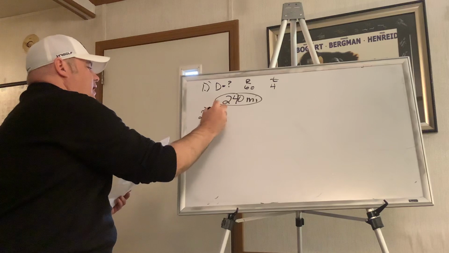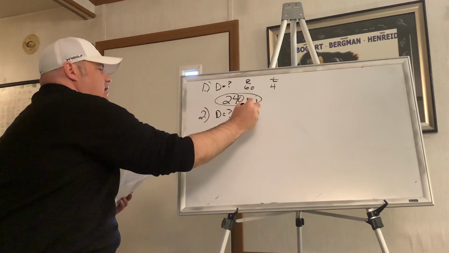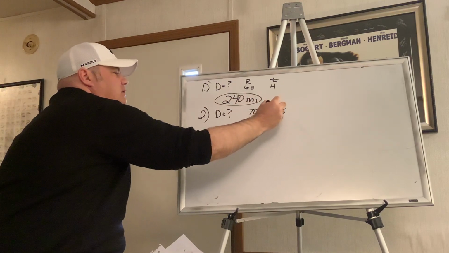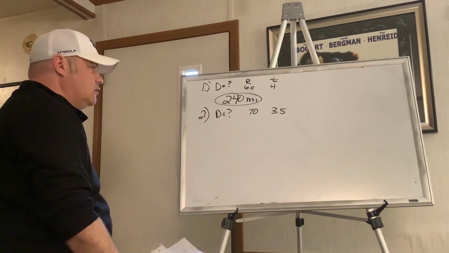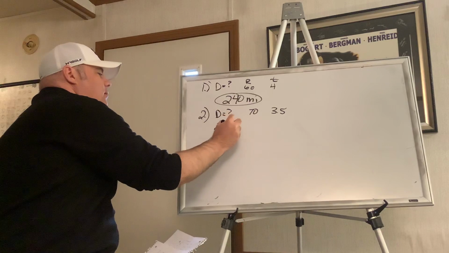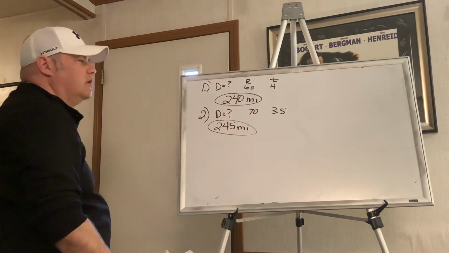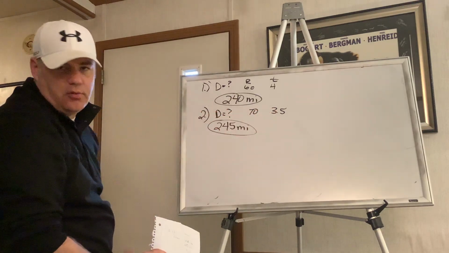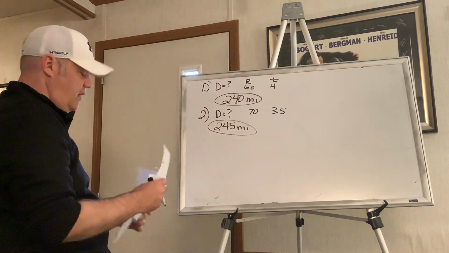Then I had you find when you went 70 for 3.5 hours. Okay? Do those times each other, you get 245 miles. So you travel 245. You just do 70 times 3.5, you get 245.